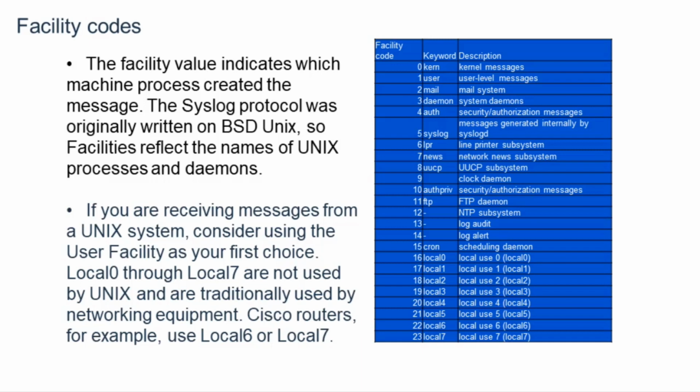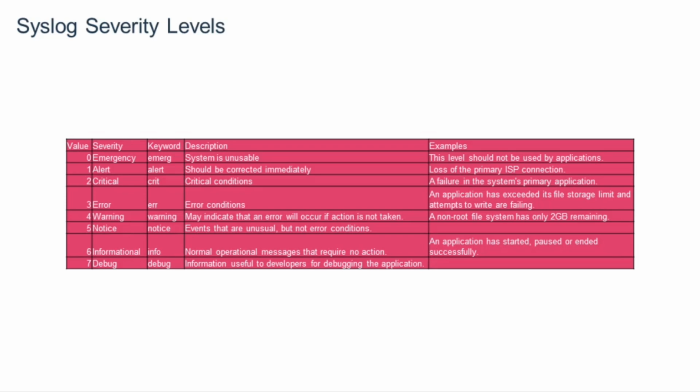If you're receiving messages from a Unix system, consider using the user facility codes as your first choice. Note that facility codes 16 through 23, named Local 0 through Local 7, are not used by Unix and are traditionally used by networking equipment like Cisco routers, which use Local 6 or Local 7. The second syslog parameter to configure is the syslog severity level.